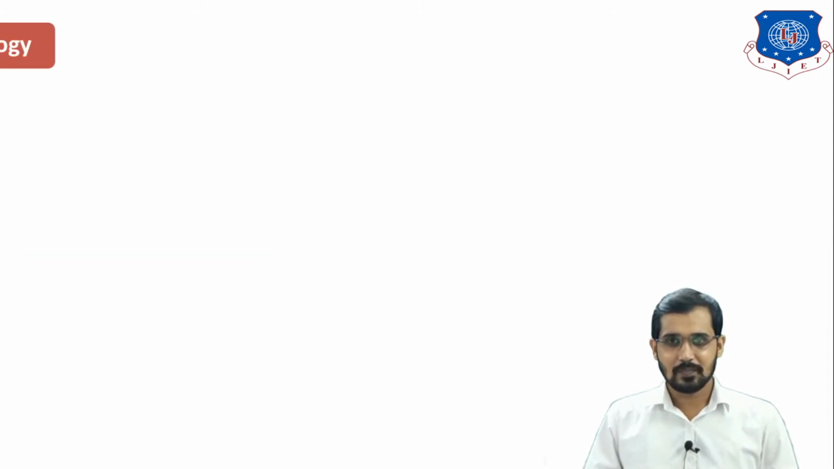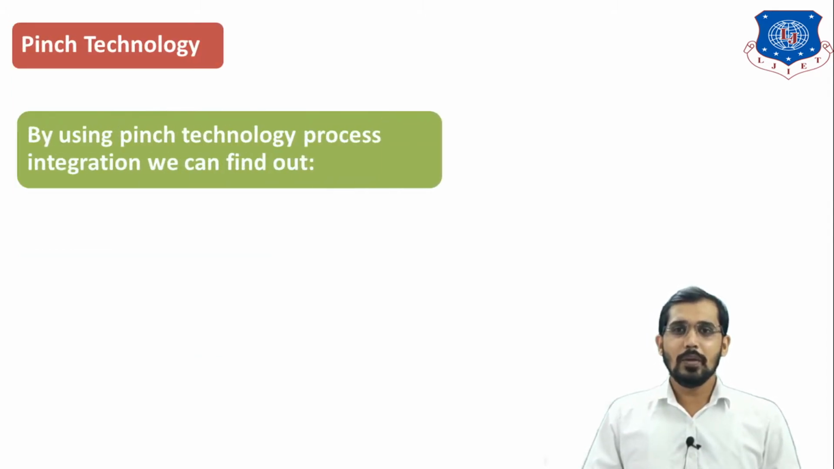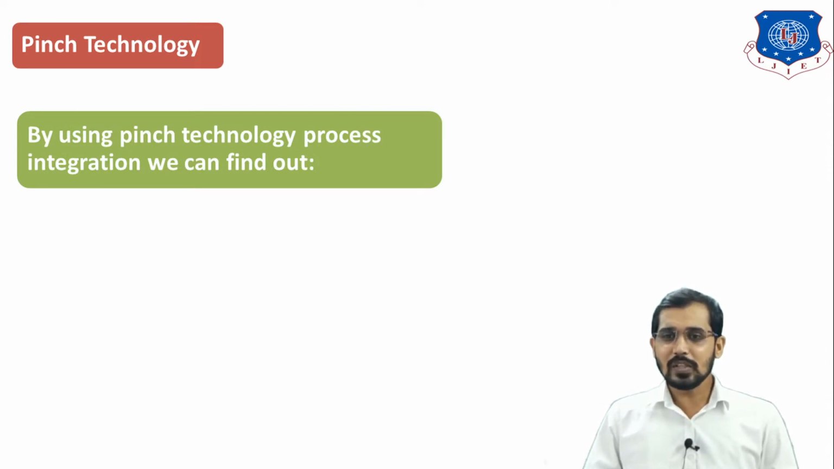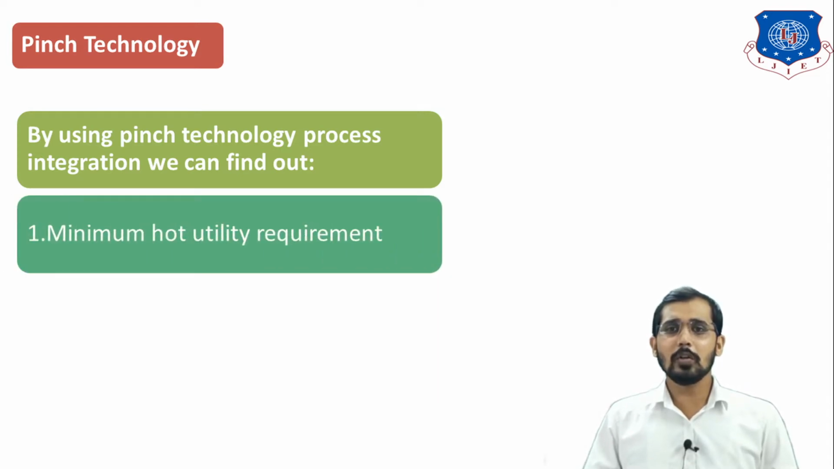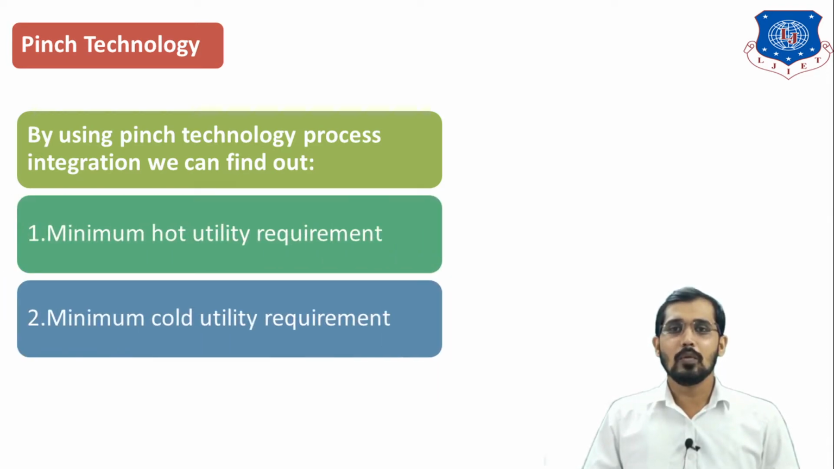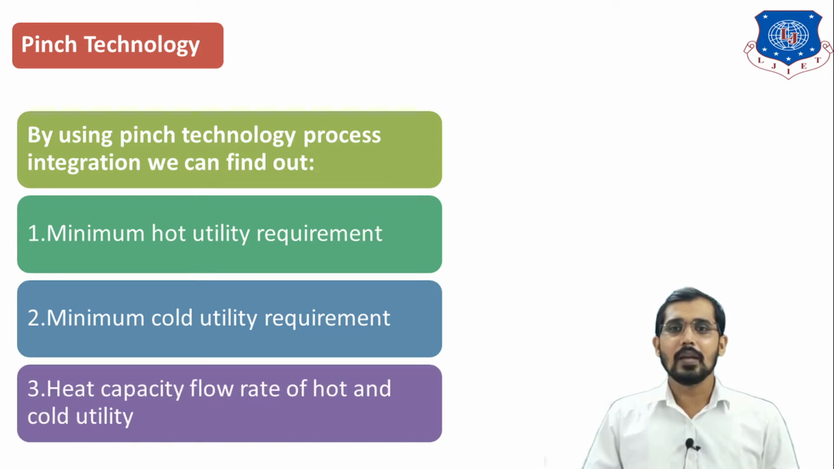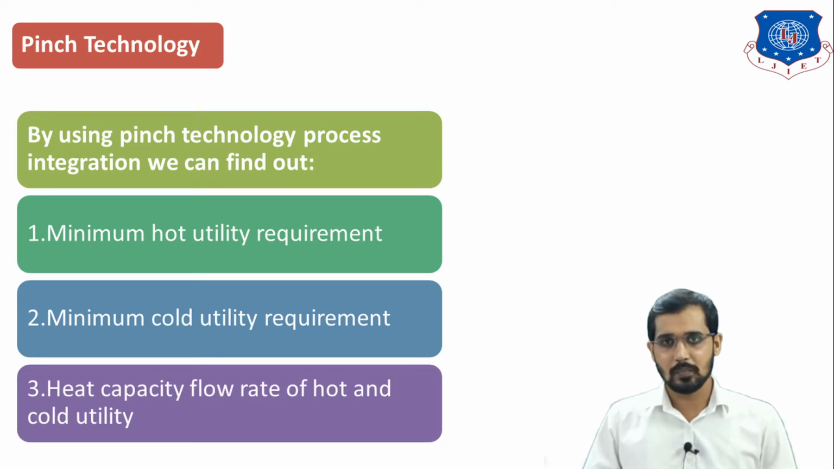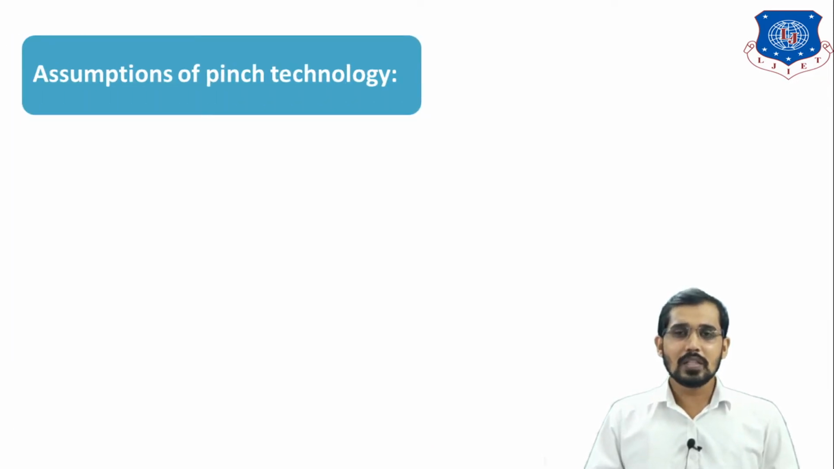So let's start. Pinch technology is nothing but, you can see on the screen, by using pinch technology process integration we can find out minimum hot utility requirement, minimum cold utility requirement and heat capacity flow rate for the hot stream and cold stream. So in your exam this question can be asked for 7 marks. Find out minimum hot utility requirement and minimum cold utility requirement.